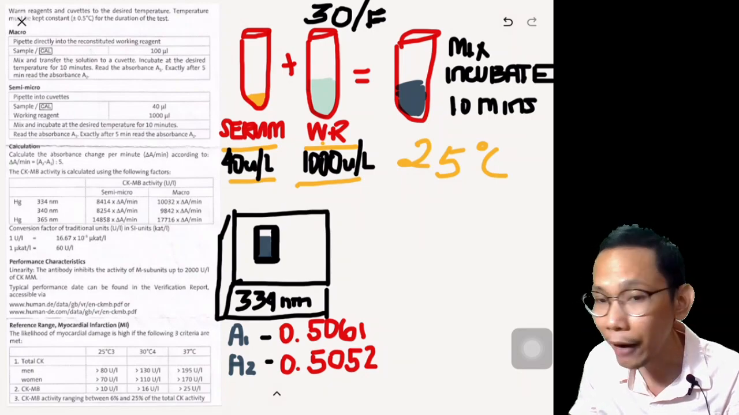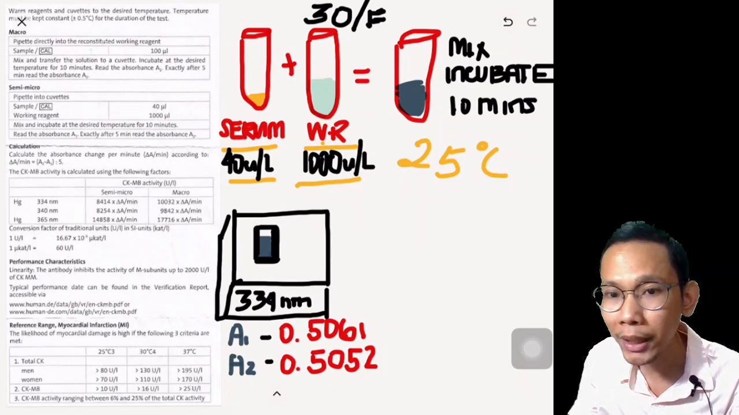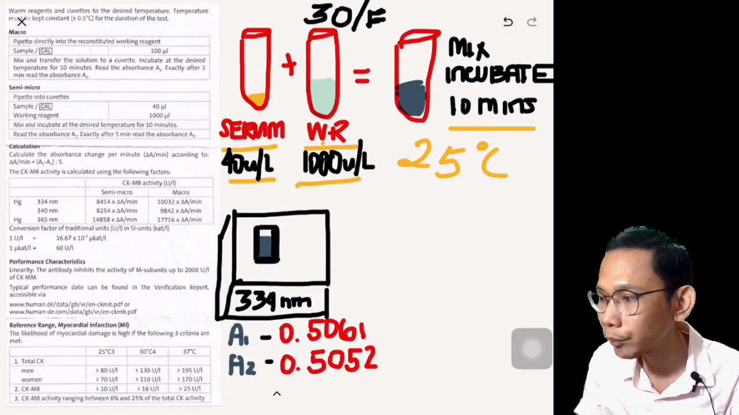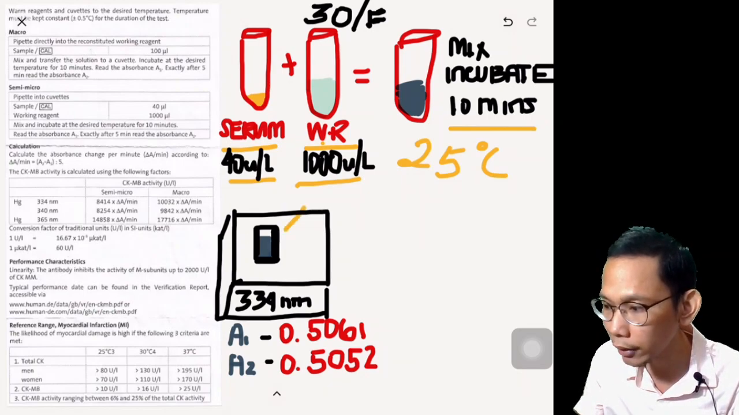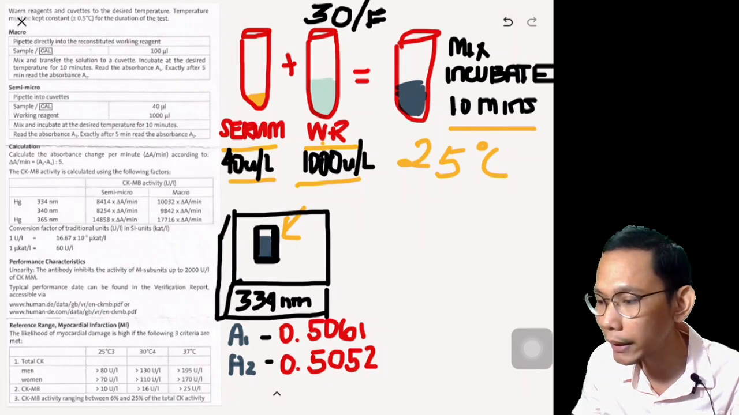After the 10 minutes, what does it say here? Mix and incubate at the desired temperature for 10 minutes. After 10 minutes, you read the absorbance A1, and exactly after 5 minutes, read the absorbance A2. Okay, we have incubated for 10 minutes. You take it and put it in the cuvette. This is our cuvette. Earlier I said the wavelength for the spectrophotometer that we will use is 334 nanometers. So you just input that in the machine, 334.